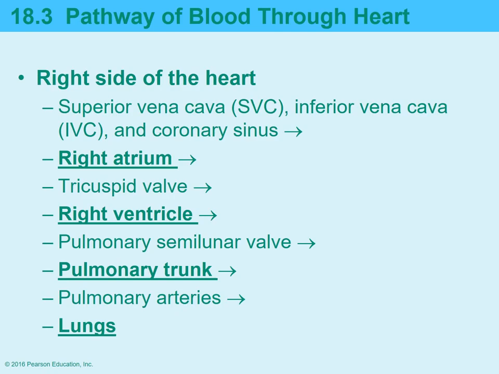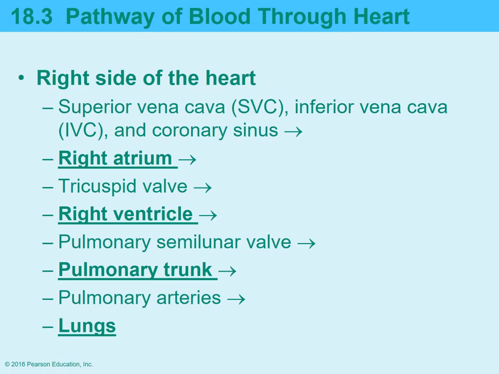So in terms of the pathway of blood through the heart, the superior vena cava, the inferior vena cava, and the coronary sinus are the 3 main veins bringing blood back to the heart. It's going to come into the right atrium. It will then pass through the tricuspid valve into the right ventricle. From there, it's going to pass through the pulmonary semilunar valve into the pulmonary trunk. And then you have that split, and it goes to the pulmonary arteries, the left pulmonary artery and the right pulmonary artery, to the right and the left lungs.